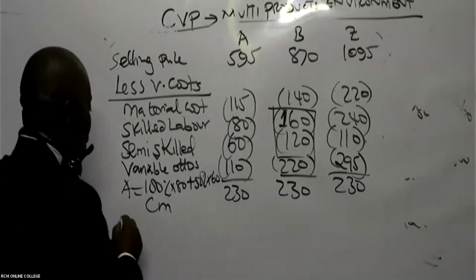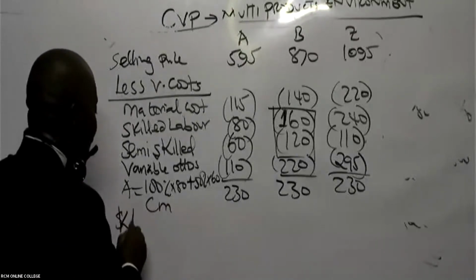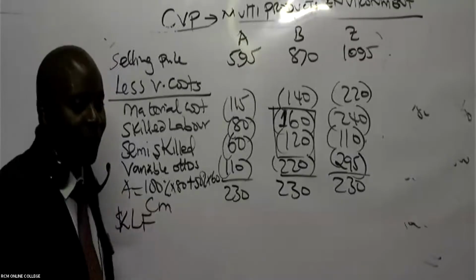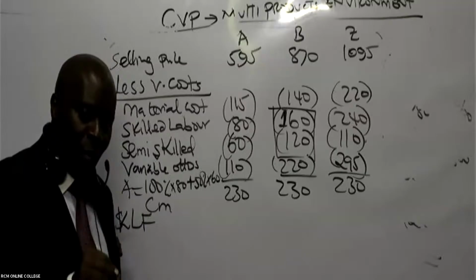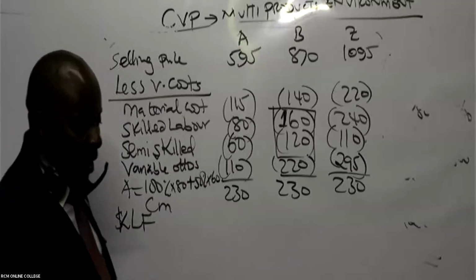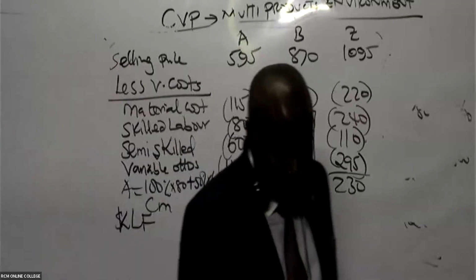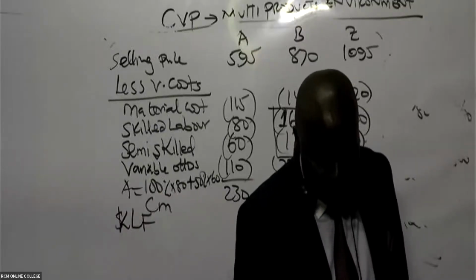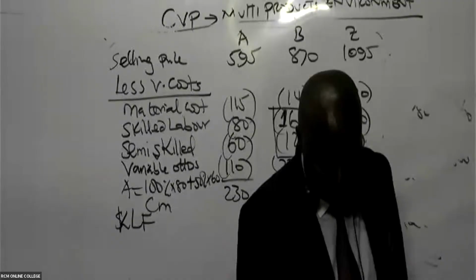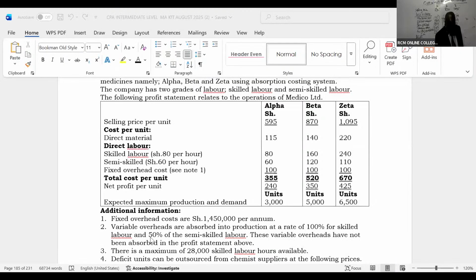Step number 2, give us the key limiting factor. In this case here, which factors? You have very many factors of production. Which factor has been listed there as a scarce factor, as a scarce resource? Which note number? Tell me the note number. You can see note number 3.